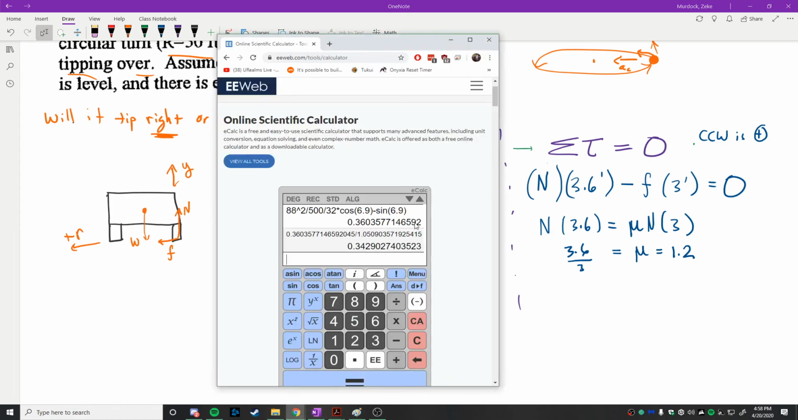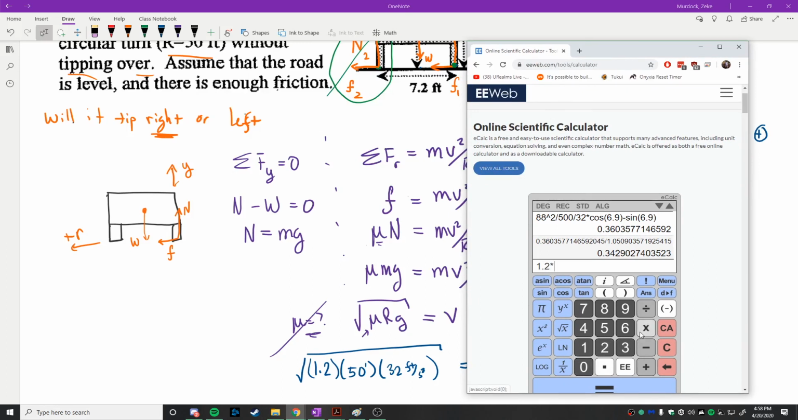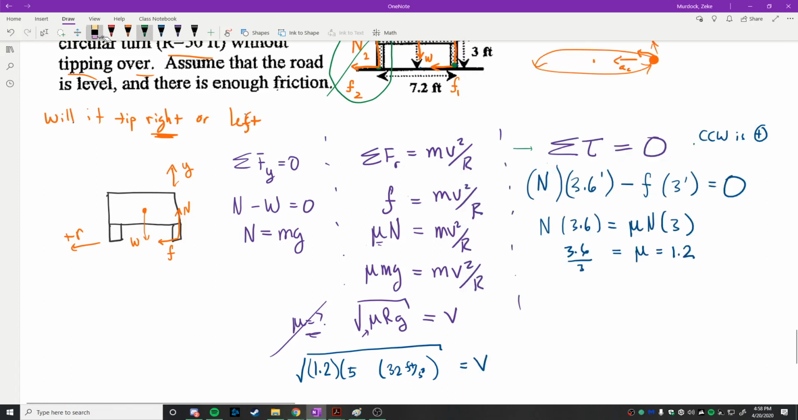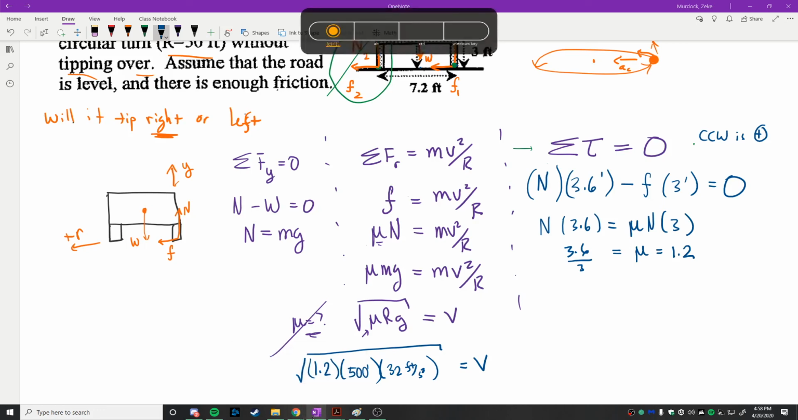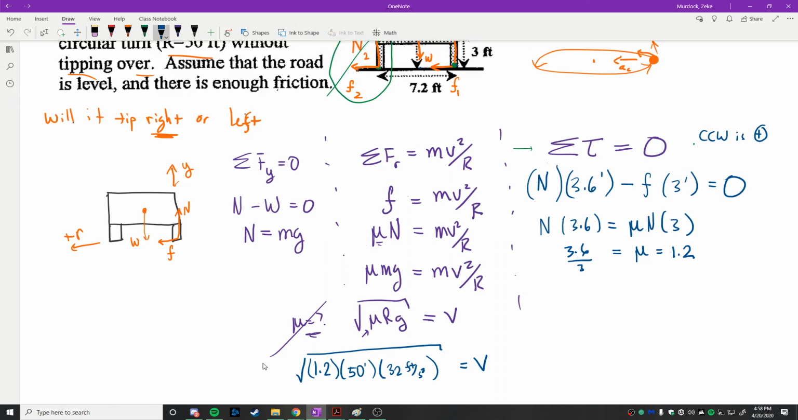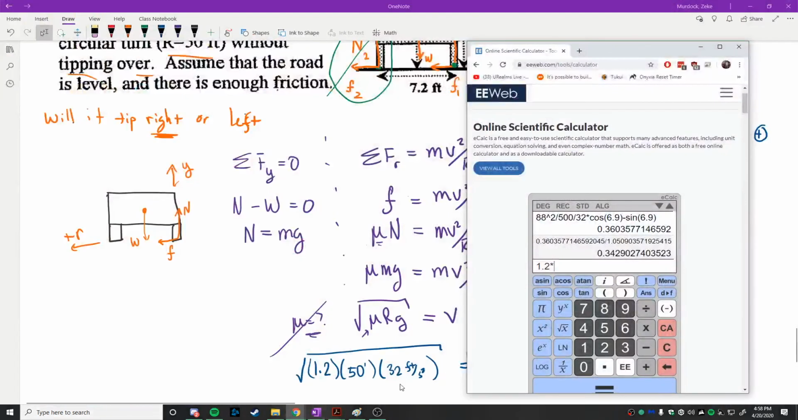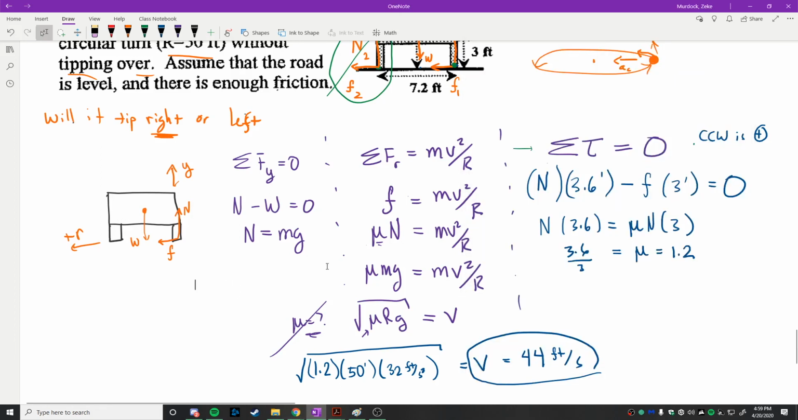Okay. So if we do 1.2 times... Oh, it's 500 feet, isn't it? Sorry, this is 500. Oh, it is 50. My bad. What'd you get? 43.8? About 44? Other people agree with that? Yeah. Which, as we learned earlier, is about 30 miles an hour.